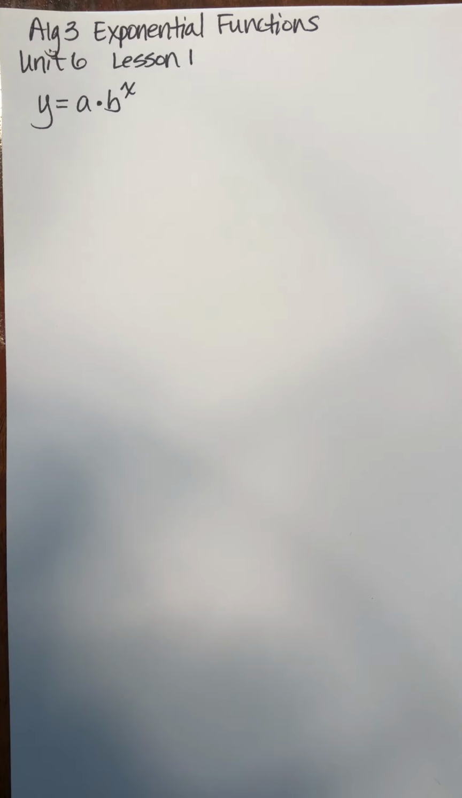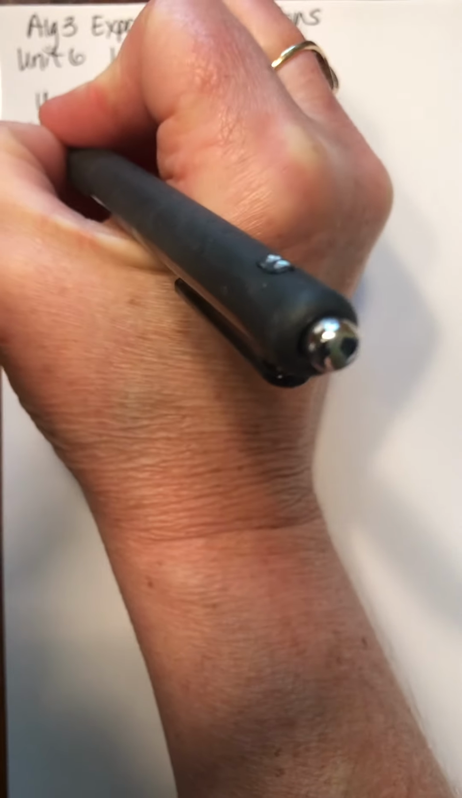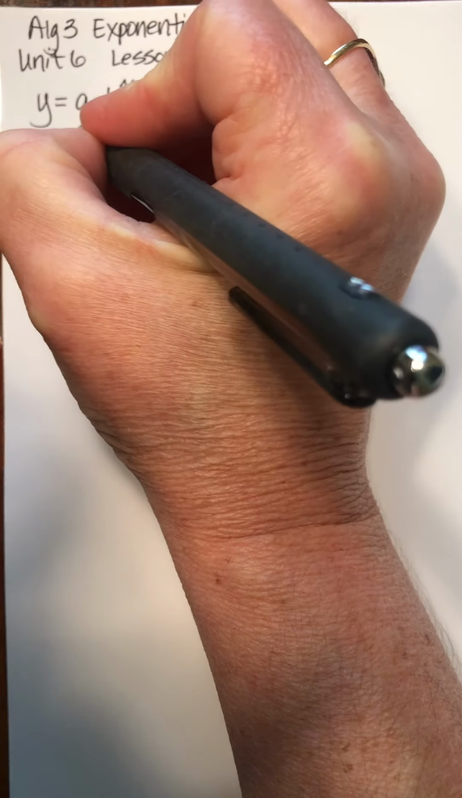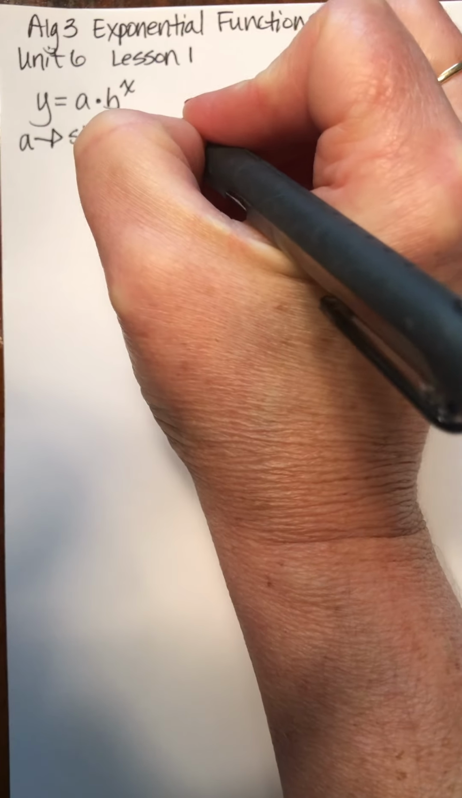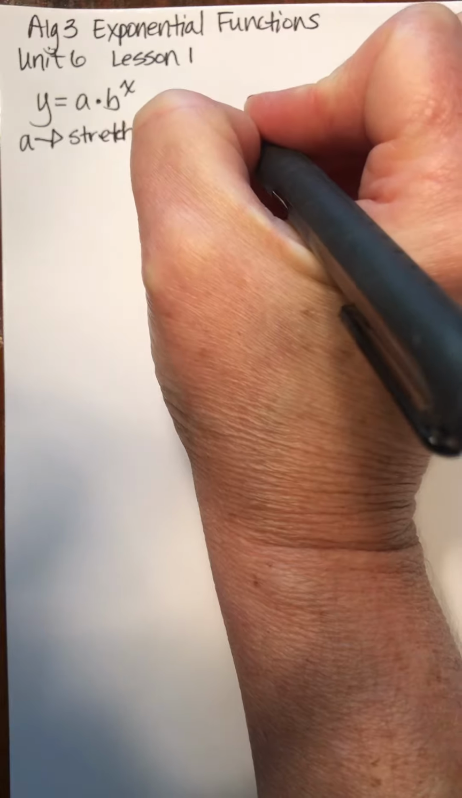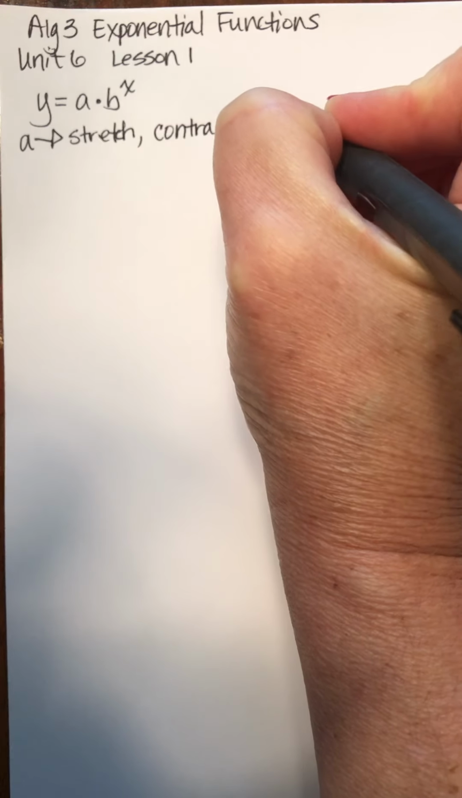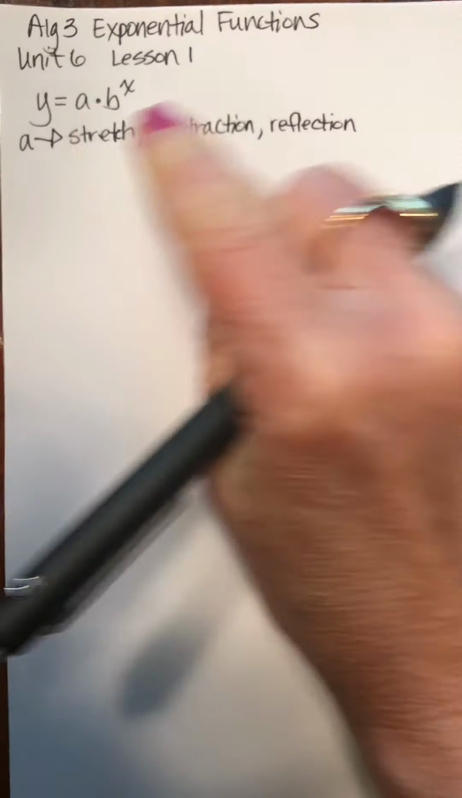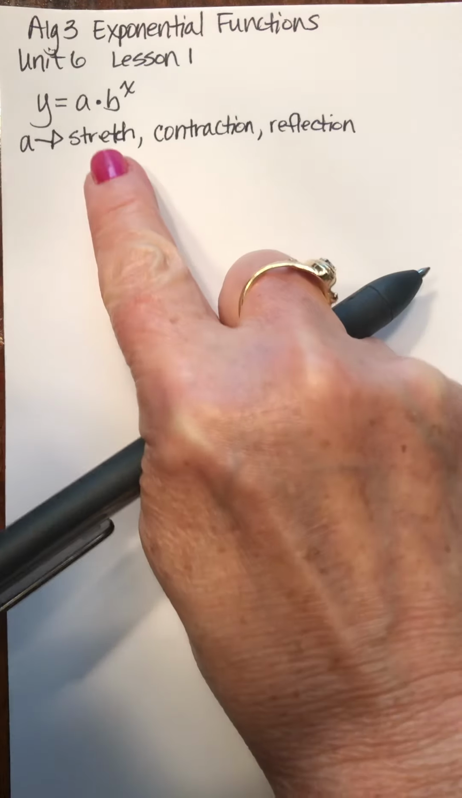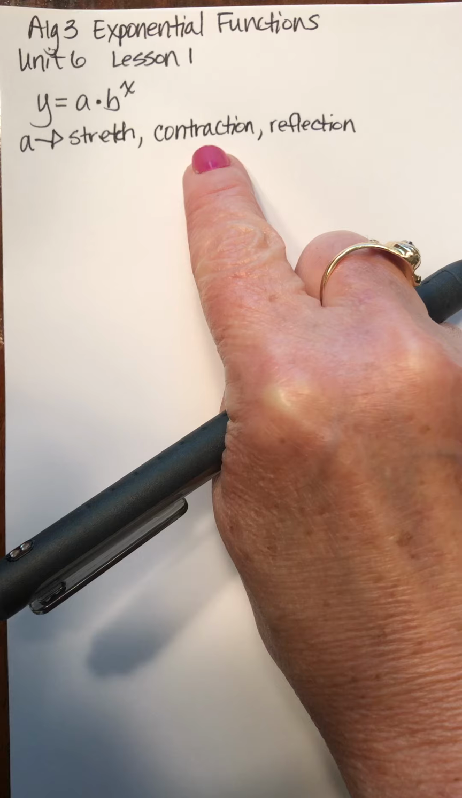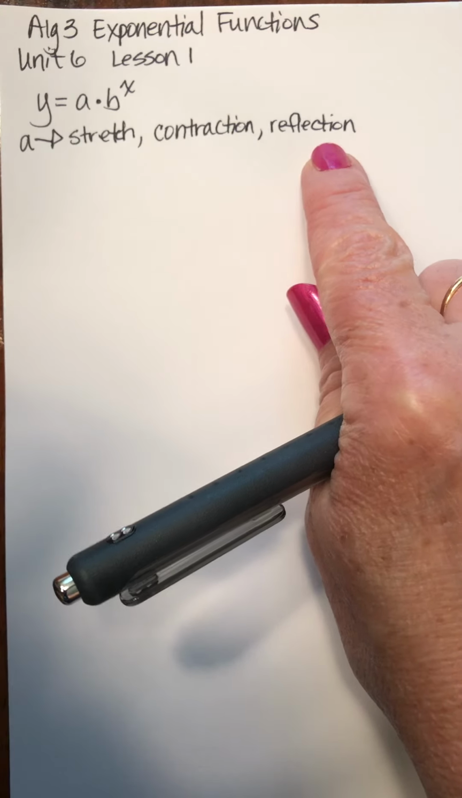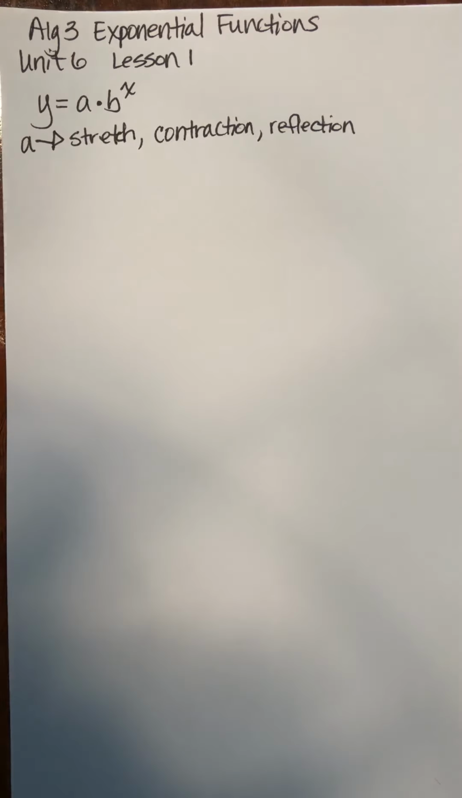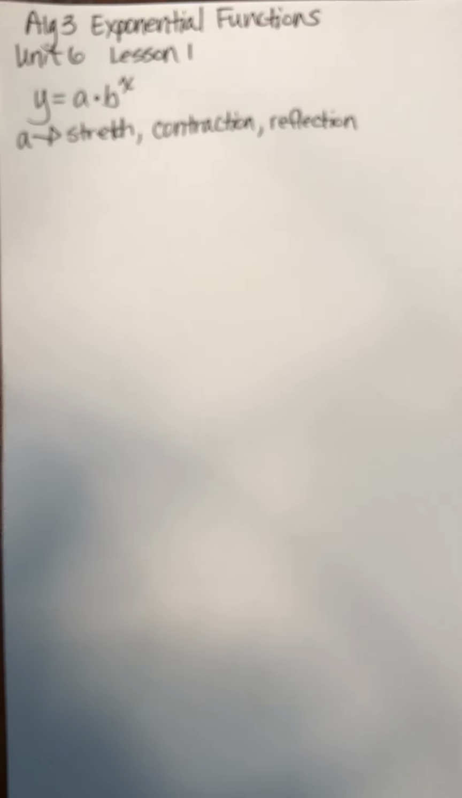There's a few things that I need to tell you. First of all, the value of a tells you if you are going to have a stretch, a contraction, or a reflection. So if you have a whole number for the value of a, it's going to be a stretch. If a is a fraction, then you're going to have a contraction. And if a is a negative number, you're going to have a reflection. Sometimes you won't see the value of a, and so in that case it would be a 1, which means you don't have any of these, and you don't have to worry about it.